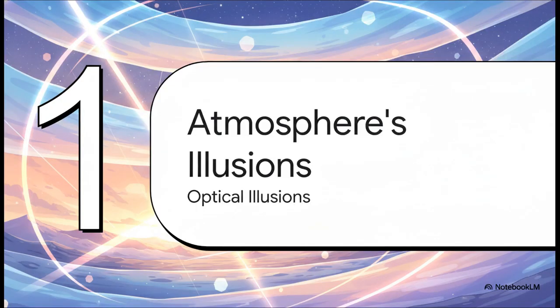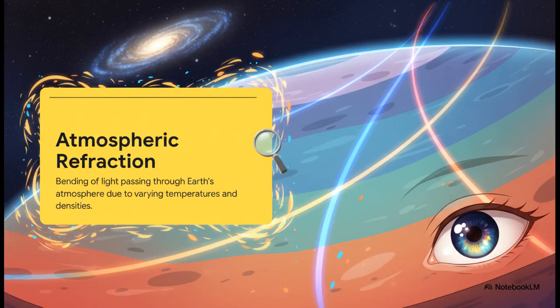Okay, let's jump right into section 1, the atmosphere's optical illusions. Now, think of our atmosphere. It's not just empty space, right? It's more like a giant, invisible layer cake made up of varying temperatures, varying pressures, and different densities. And as light travels from the complete vacuum of space down through these shifting layers of air, it actually changes speed. This changing speed literally forces the light to bend continuously. We call this really cool process atmospheric refraction.